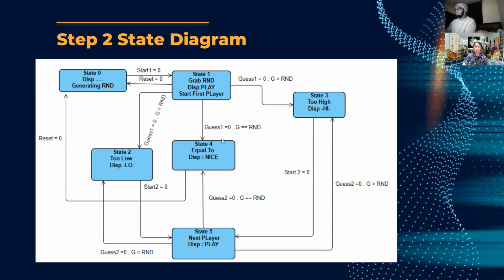After it goes to state 2 or 3, it goes to state 5 and starts again for player 2. Player 2 also guesses the number, and afterwards goes to either state 2, 3, or 4 the same way. After it goes to state 4, which is the final state after the win phase, it goes back to state 0, resetting the whole game for the players to play again. Thank you.